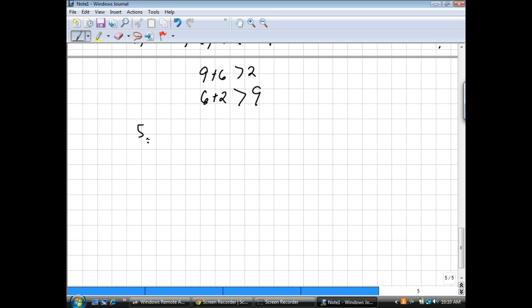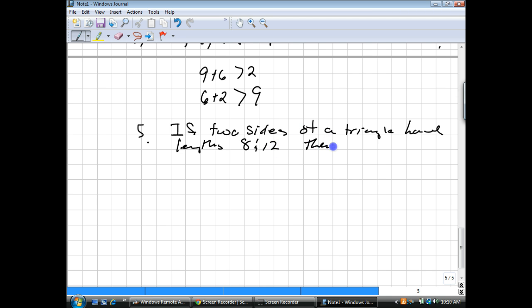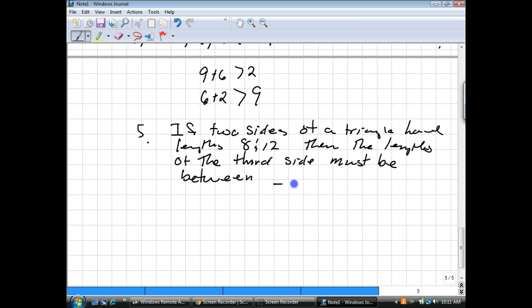Number 5. If two sides of a triangle have lengths 8 and 12, then the length of the third side must be between what and what?